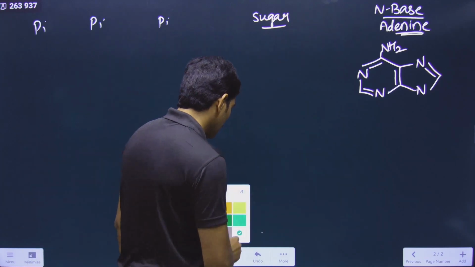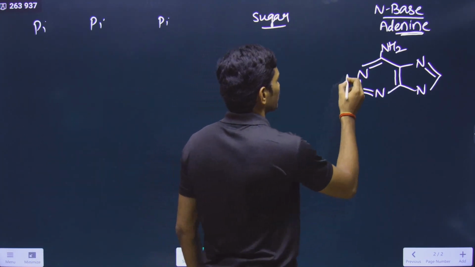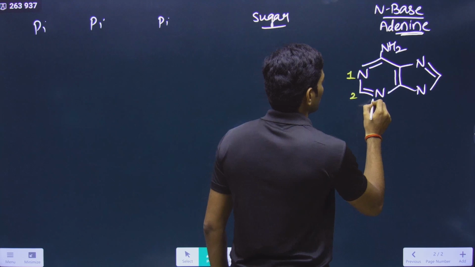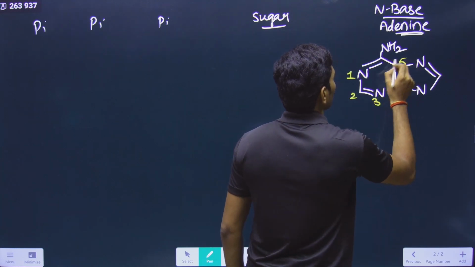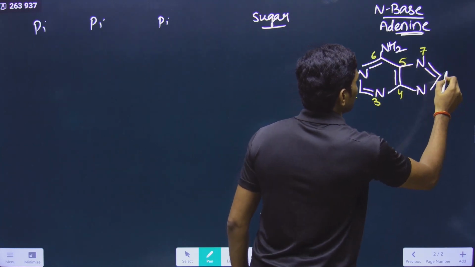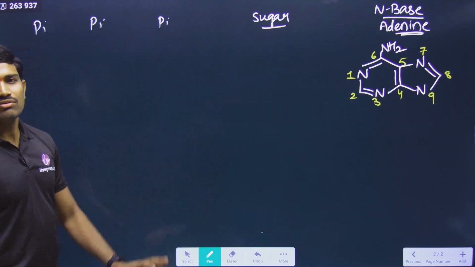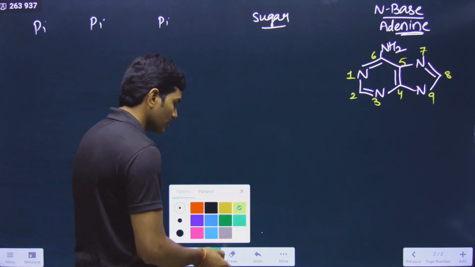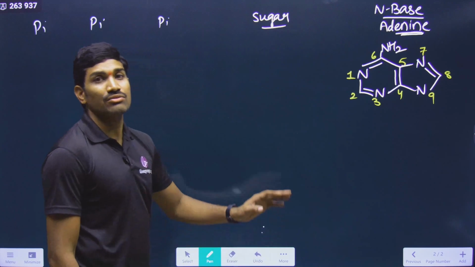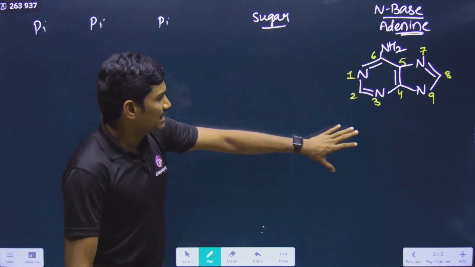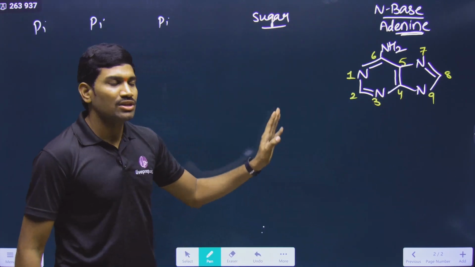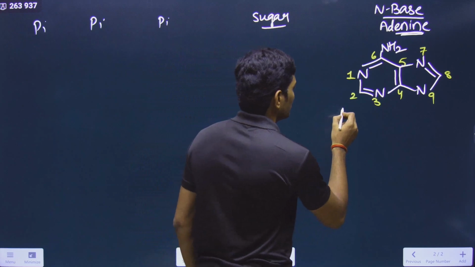For your understanding, I will give the numbers also. This is number 1, number 2, number 3, number 4, number 5, 6, 7, 8, and this is number 9. Yes or no? This is the structure of the nitrogenous base. And then we need to draw the structure of sugar. Instead of drawing elsewhere, I will draw it here because I need to combine this. So this is the sugar.